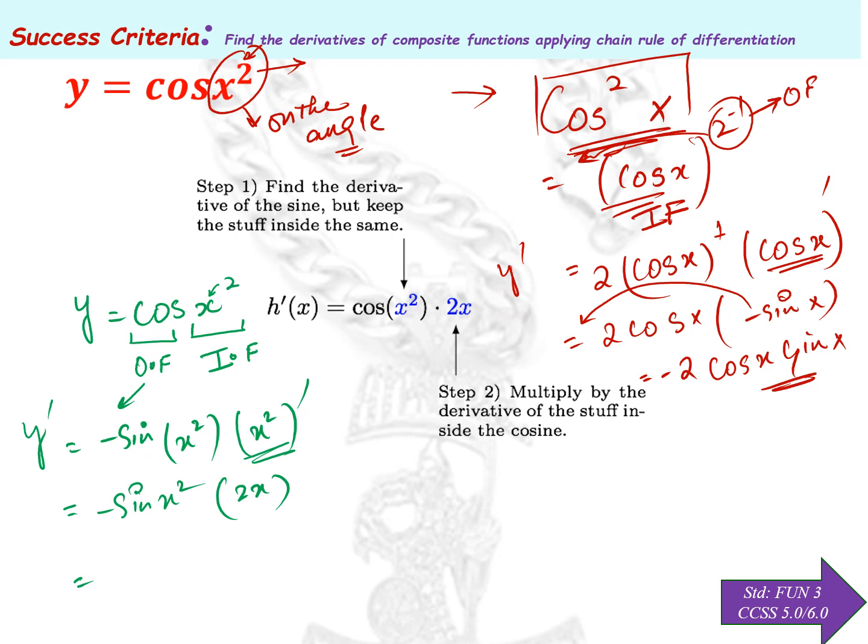Arrange it. First of all we write the sign, then the number, then the variable, and then the sine and cosine functions. Remember that this x square cannot be multiplied by this 2x. Why? The reason is that this x square is the angle and this 2x is a number and a variable. It is a value of a number and variable.